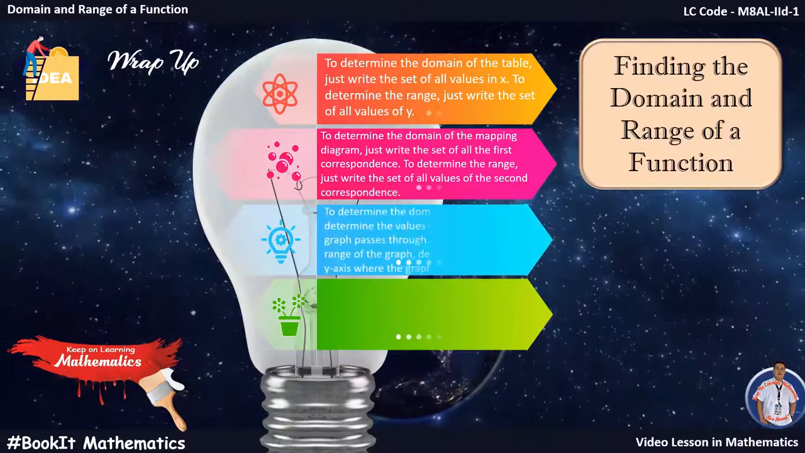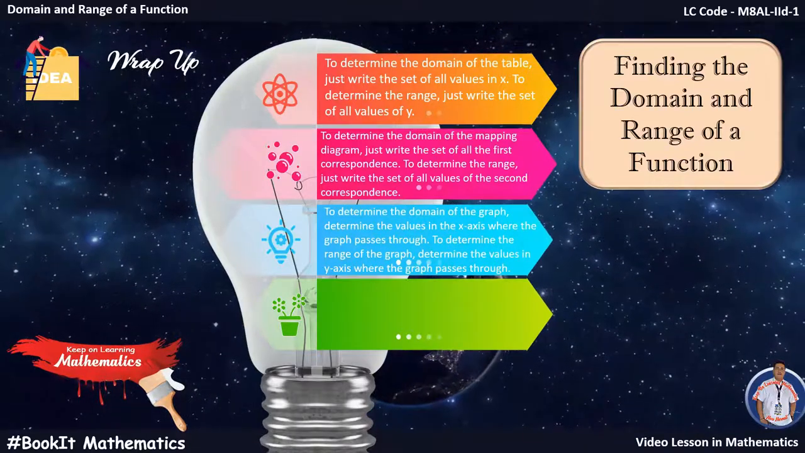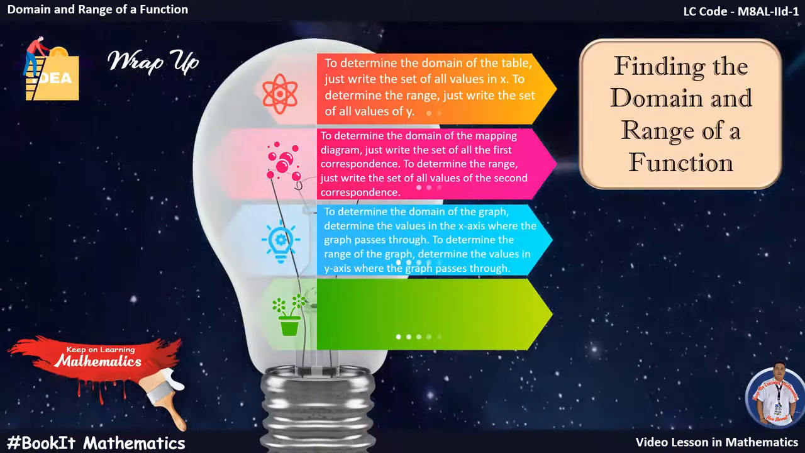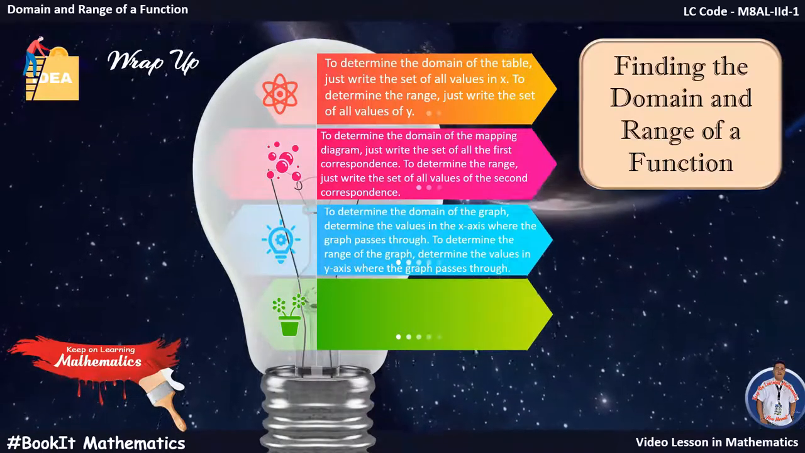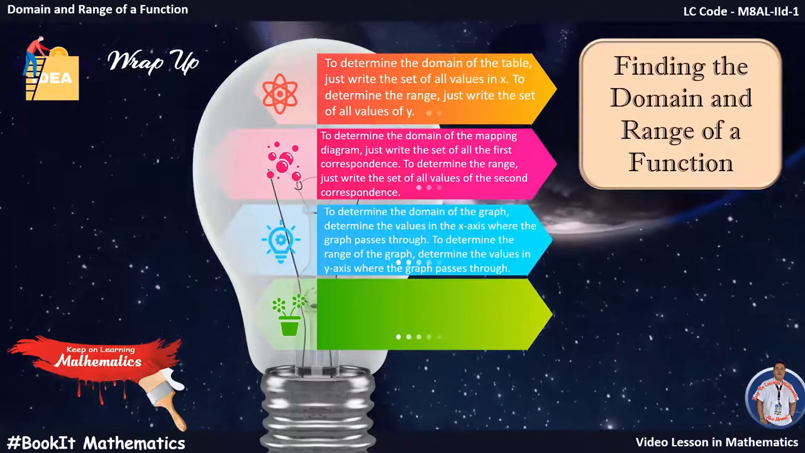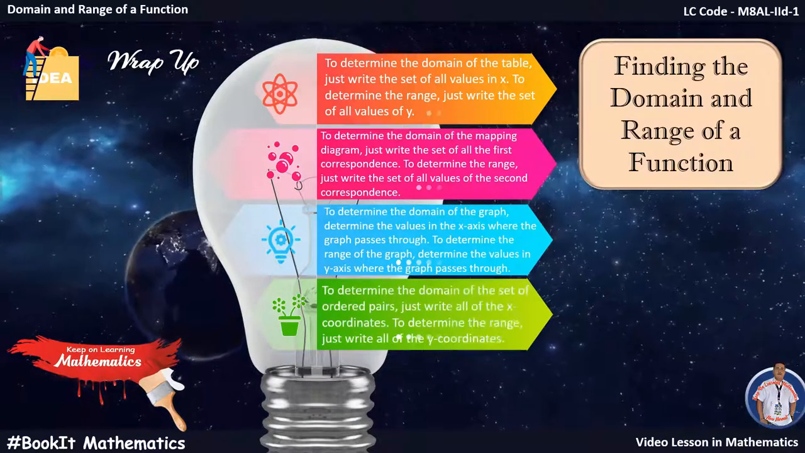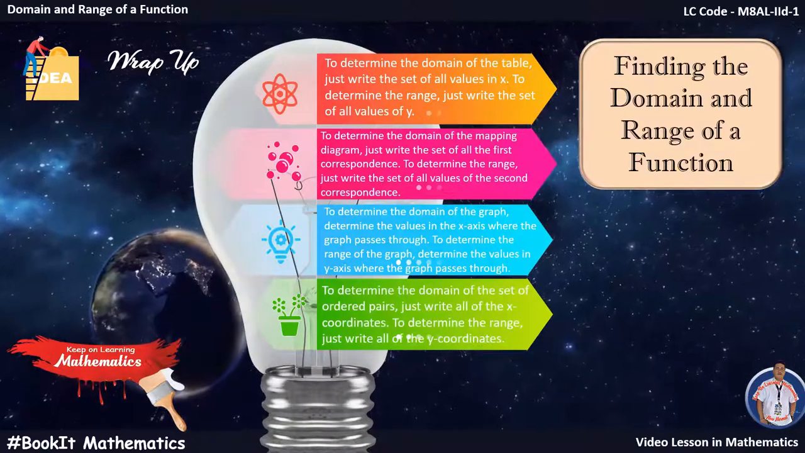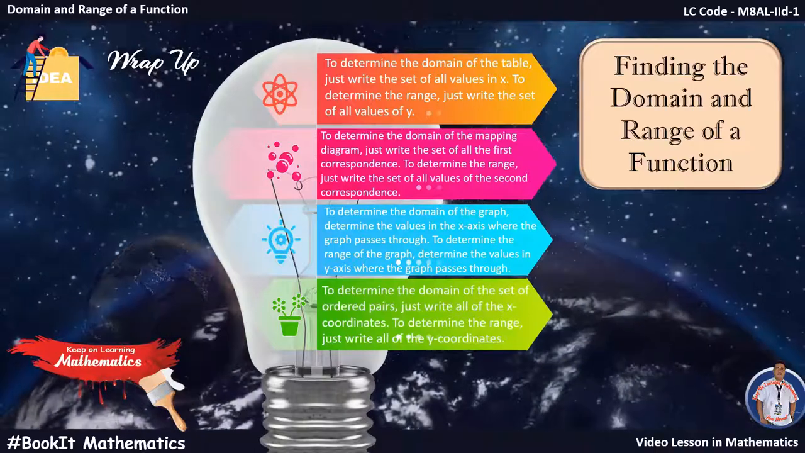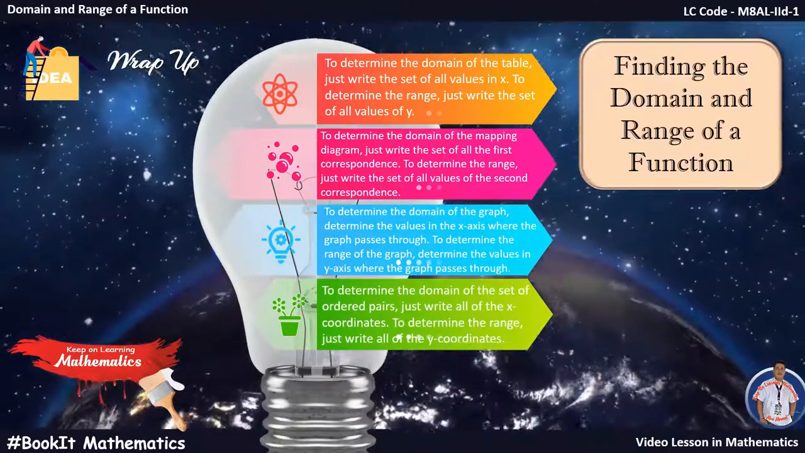Now, to determine the domain of the graph, determine the values in the x-axis where the graph passes through. To determine the range of the graph, determine the values in the y-axis where the graph passes through. And lastly, to determine the domain of the set of ordered pairs, just write all of the x-coordinates. And to determine the range, just write all of the y-coordinates.